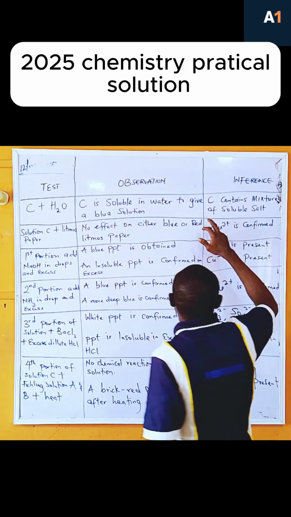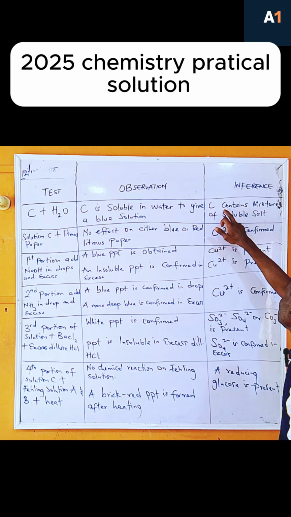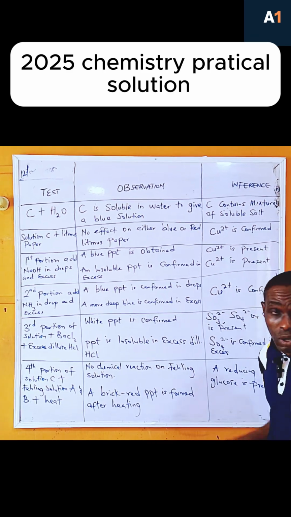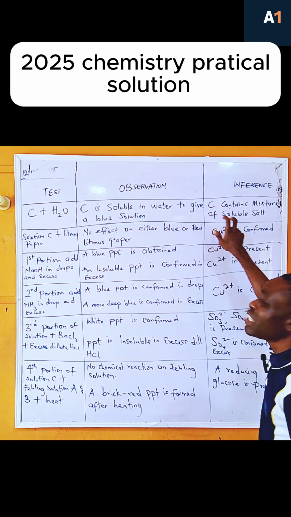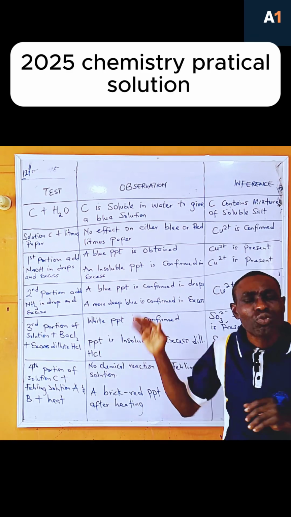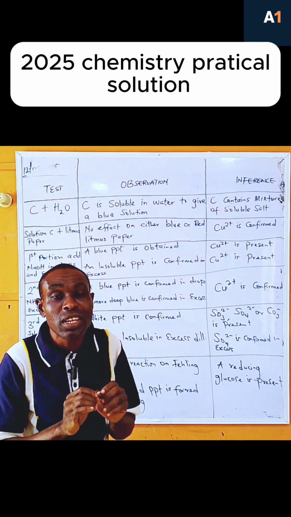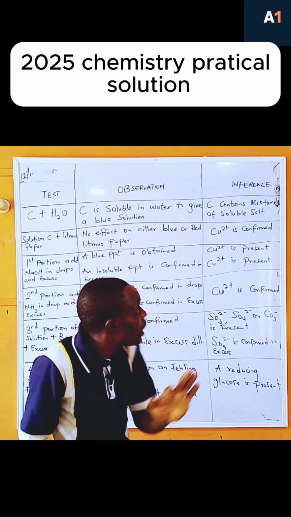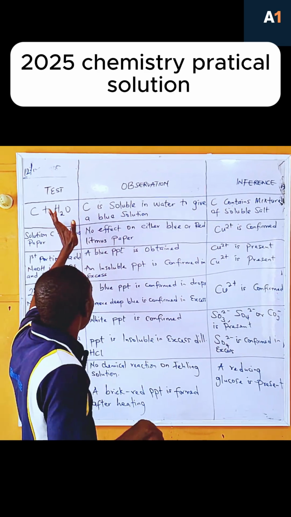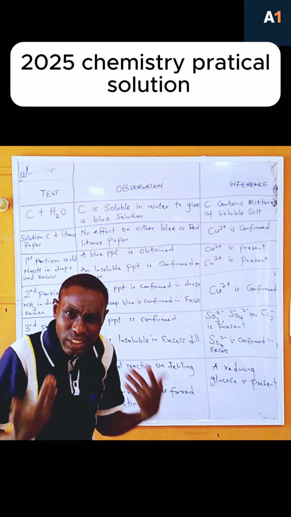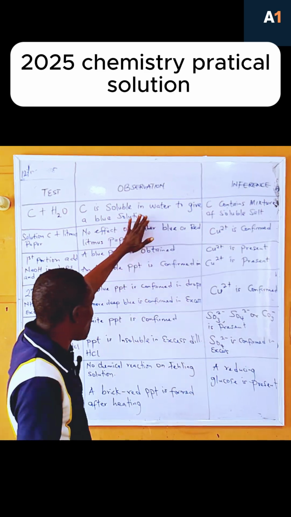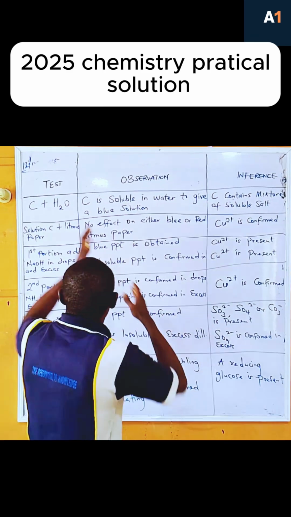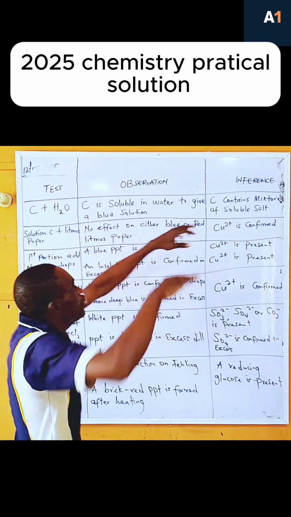Now, C contains a mix of soluble salts. That's what we observe, because it is soluble. Definitely the salt is soluble. Nobody in the world will not know this one, because it's what you see. Then you talk about inference. Number one, the color: is it red, is it blue, is it yellow? Then C contains a mixture of soluble salts, organic salt and inorganic soluble salt.